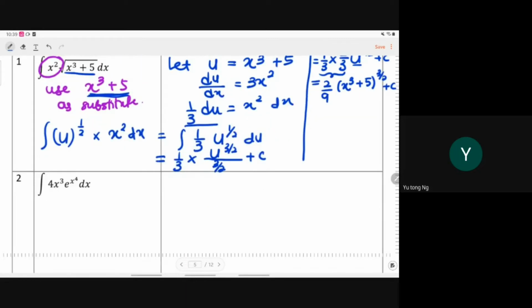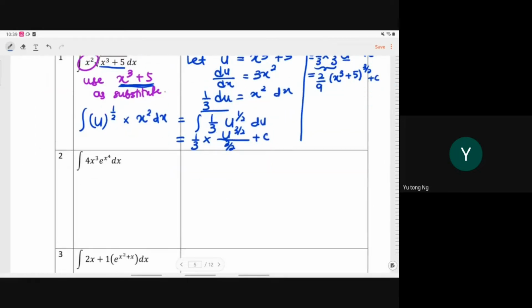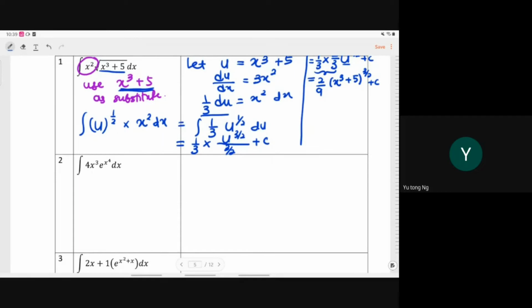Okay, move on to the next question. We try with the second question. So e to the power of x to the power of 4. If we differentiate e to the power of x to the power of 4, so let u equals e to the power of x to the power of 4.